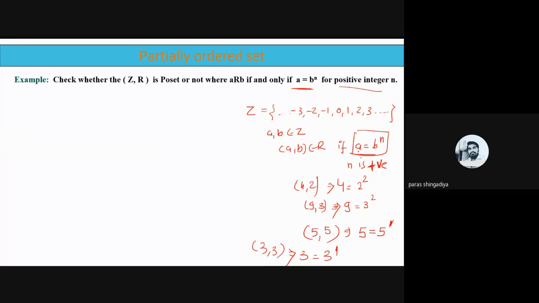A can be written as B raised to n, where n should be a positive integer. Means it should be 1, 2, 3, 4, 5 and so on. It should be any positive integer there. So let us prove the first one. First condition is there.